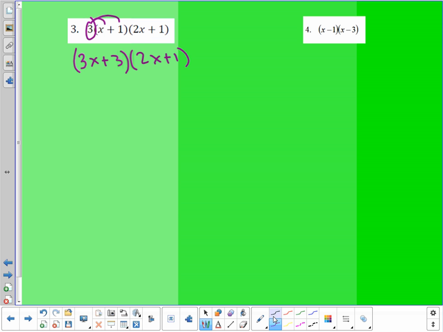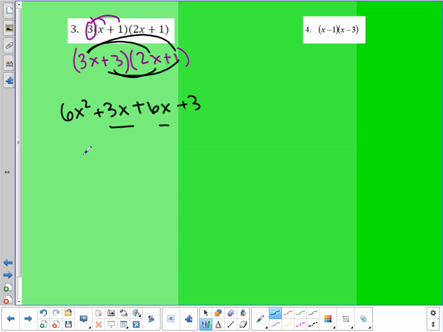So now I'm going to go back and use my FOIL method. I'll multiply my first two terms, that's 6x squared. My outside terms, which is 3x, my inside terms, which is 6x, and my last two terms, which is 3. Putting your like terms together, you have 6x squared plus 9x plus 3.